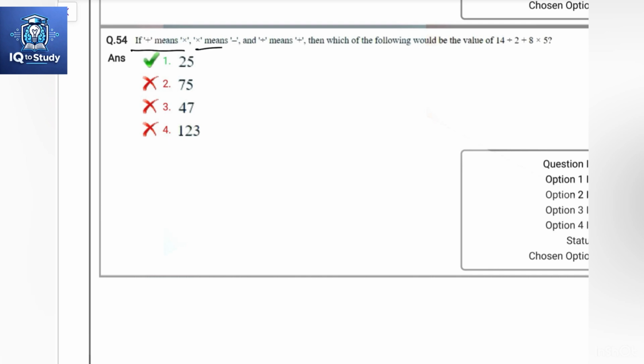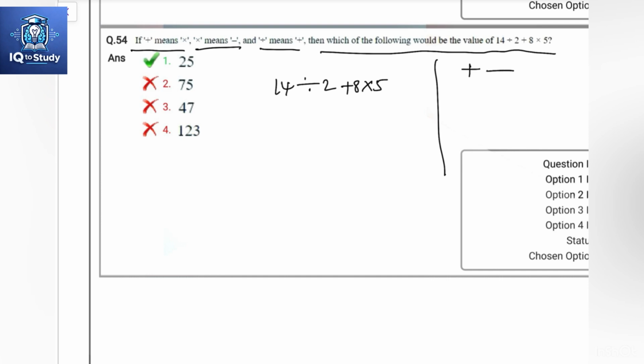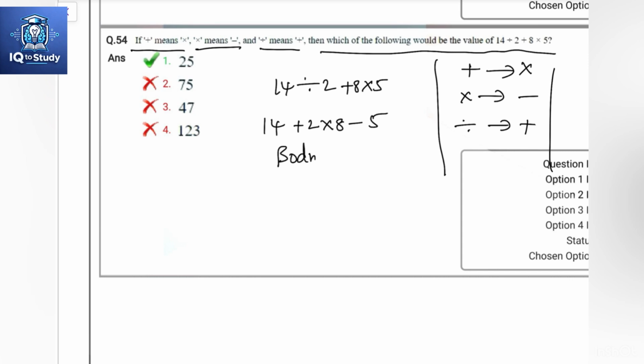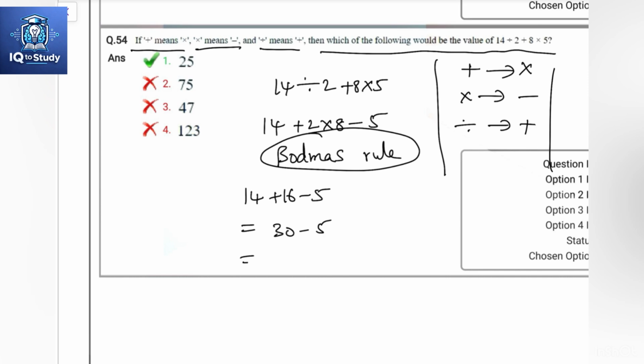If plus means multiplication, multiplication means minus, division means plus, then which of the following would be the value of 14 divided by 2 plus 8 into 5? Given 14 divided by 2 plus 8 into 5. According to the question, plus means multiplication, multiplication means subtraction, and division means addition. Let's replace the values. So 14 plus 2 into 8 minus 5. Let's solve this using BODMAS rule. 14 plus 16 minus 5, which is equal to 30 minus 5, that is equal to 25. So option 1 is correct.